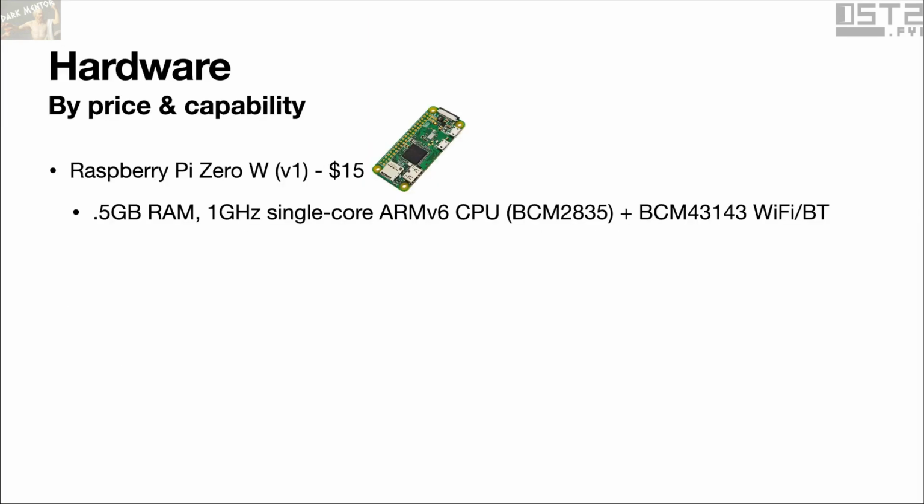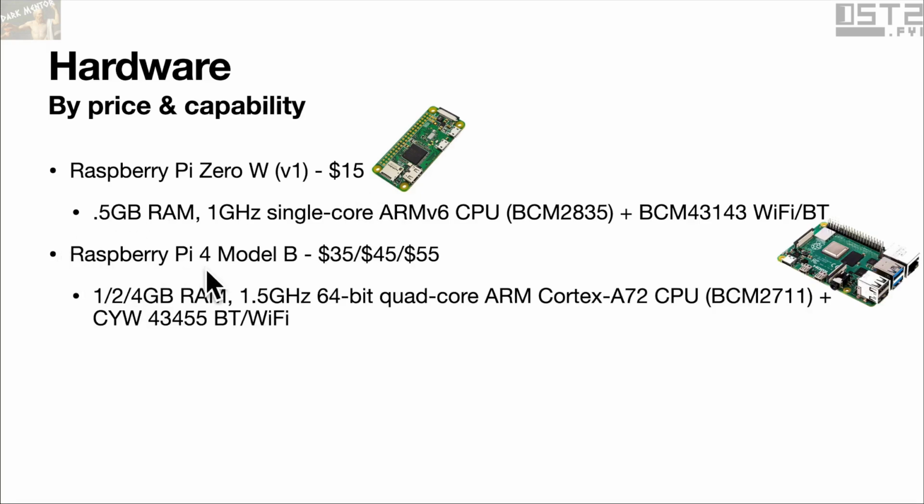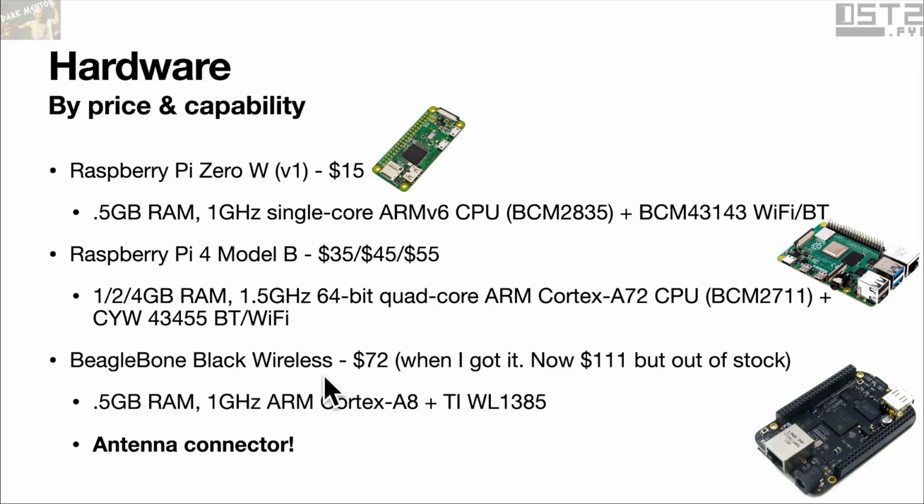Now, when it comes to hardware that I had on hand when starting this project, I had a few choices. There was the Raspberry Pi Zero, which is the cheapest option and has only half a gig of RAM. Raspberry Pi 4, which are still pretty cheap, and they come in 1, 2, and 4 gigabyte versions. I had a 1 and a 4 gigabyte. And then the BeagleBone Black Wireless. It was $72 when I got it. Looks like they're more expensive now, but they're also out of stock everywhere, so I'm not sure that this is useful for other folks. But the big important thing about this is that it had an antenna connector.